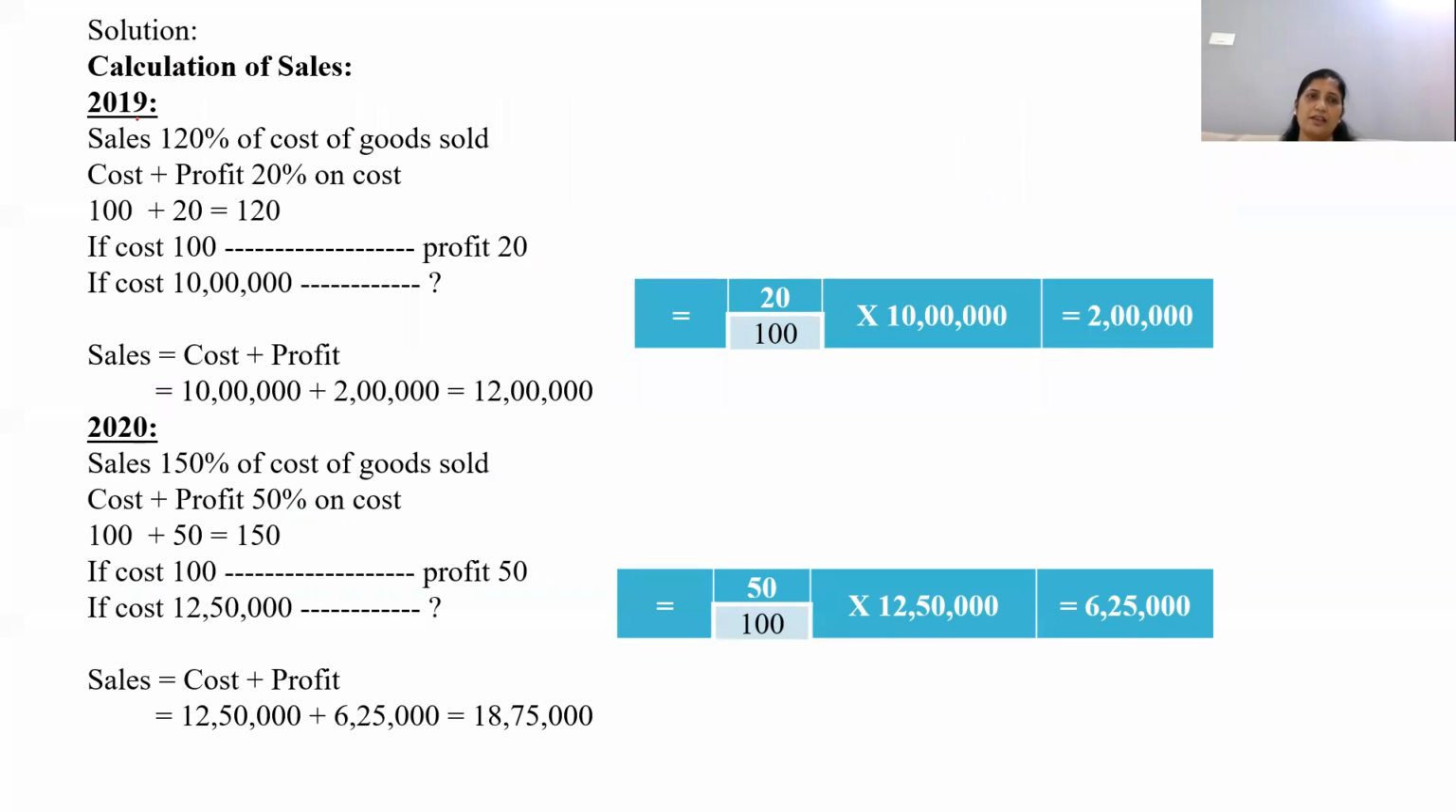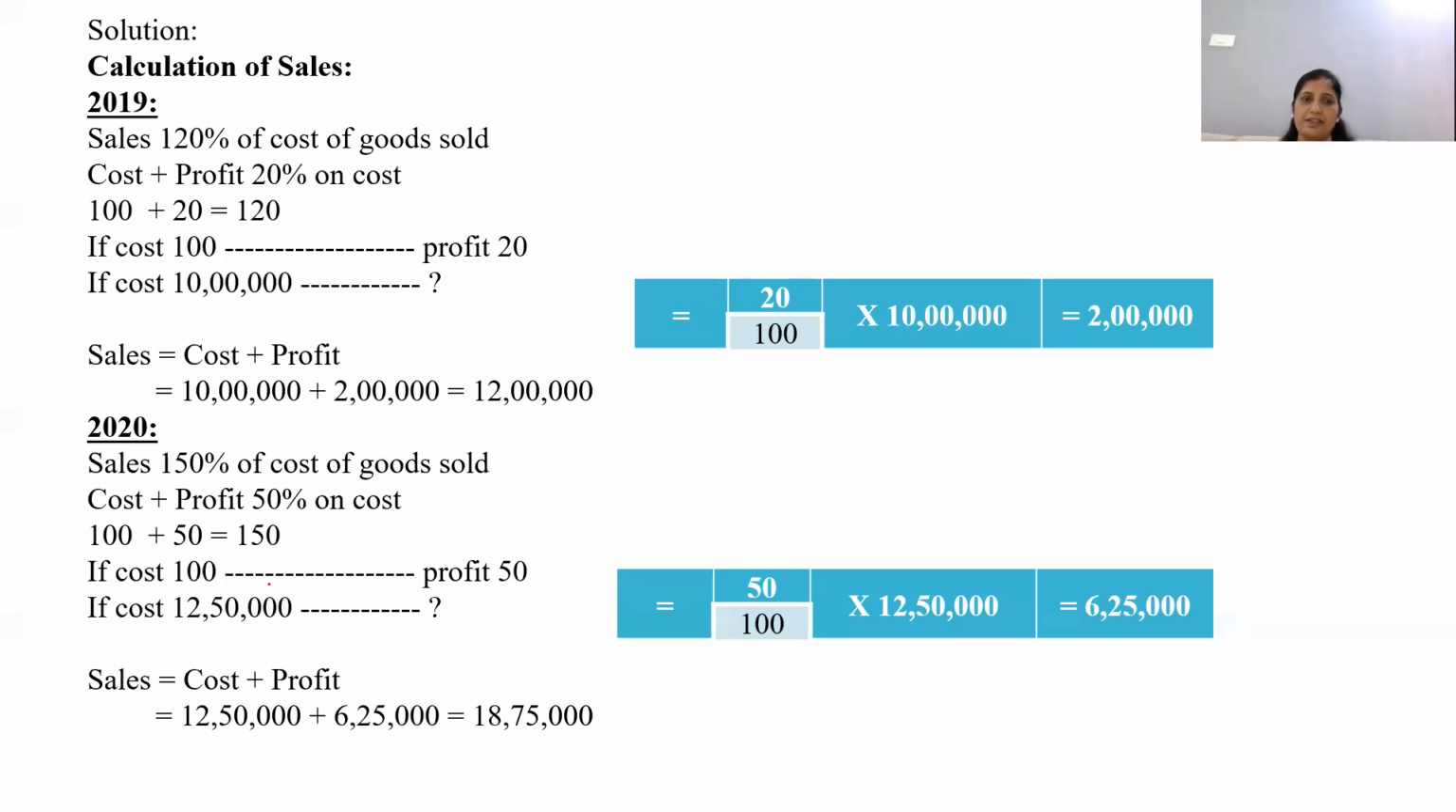Calculation of sales 2019. Sales is 120% of cost of goods sold. That is cost plus profit, 20% on cost. Cost is 100 plus 20 is equal to 120. If cost is 100, profit is 20. If cost is 10 lakhs, what is the profit? When you calculate 20 by 100 into 10 lakhs, you will get 2 lakhs. 2 lakhs is the profit. So, sales is cost plus profit. Cost is 10 lakhs, profit is 2 lakhs, you will get 12 lakhs.